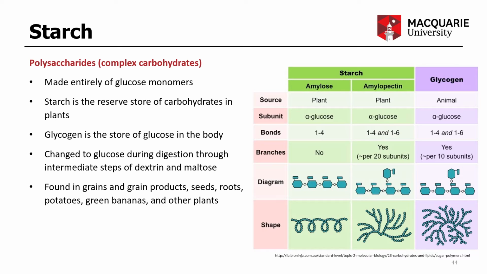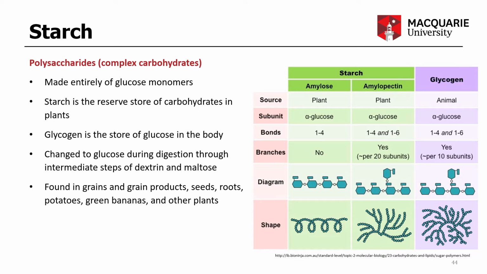So your amylose is a spiral-shaped starch. Your amylopectin is a branching type starch. And then you've got glycogen, which is an extensively branched type starch. Now it's glycogen where we store our reserves of carbohydrates in the body, so in the liver, and we access these stores when our blood sugar levels are dropping.